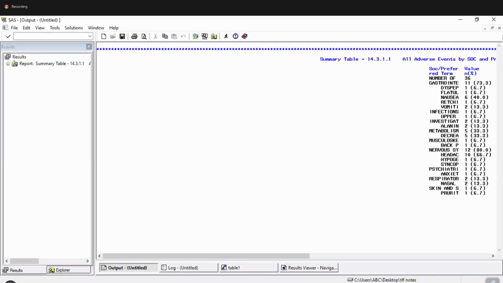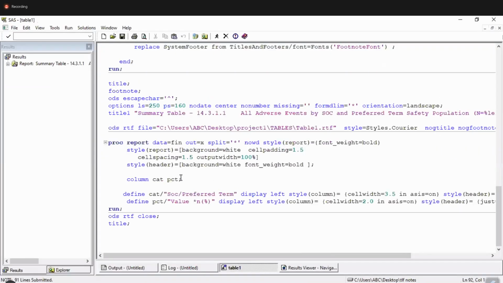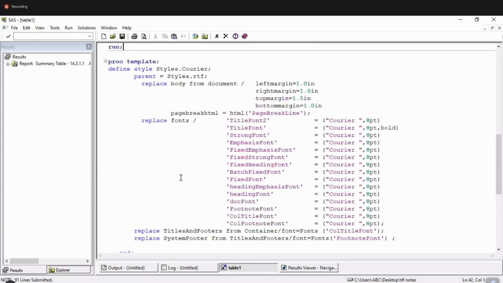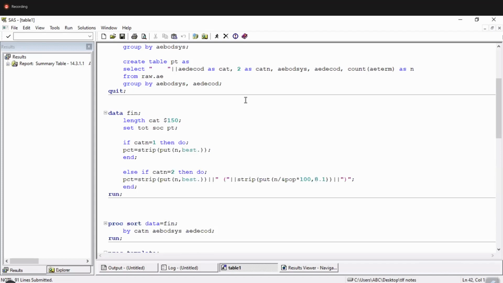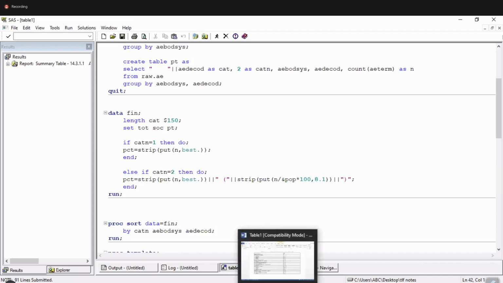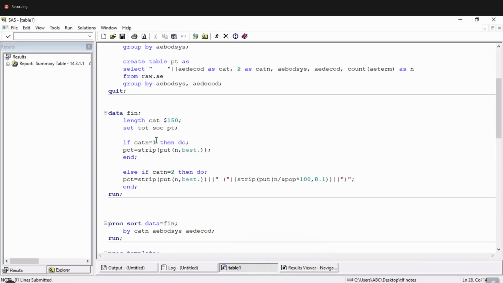Clear this example? Understand, right? So every table follows a similar pattern. You have to derive the capital N, small n, then percentages. Everything completely depends on your programming skills. For all the tables and listings, to derive the SDTMs and ADaMs, you need domain knowledge. But tables and listings are completely programming knowledge.